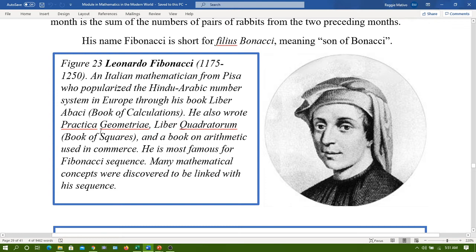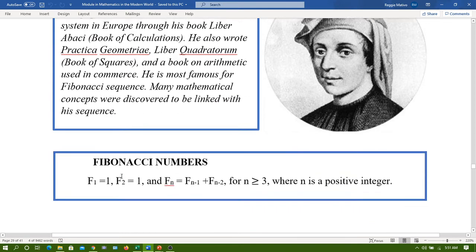He also wrote Practica Geometriae, Liber Quadratorum, Book of Squares, and a book on arithmetic used in commerce. He is most famous for Fibonacci sequence. Many mathematical concepts were discovered to be linked with his sequence.